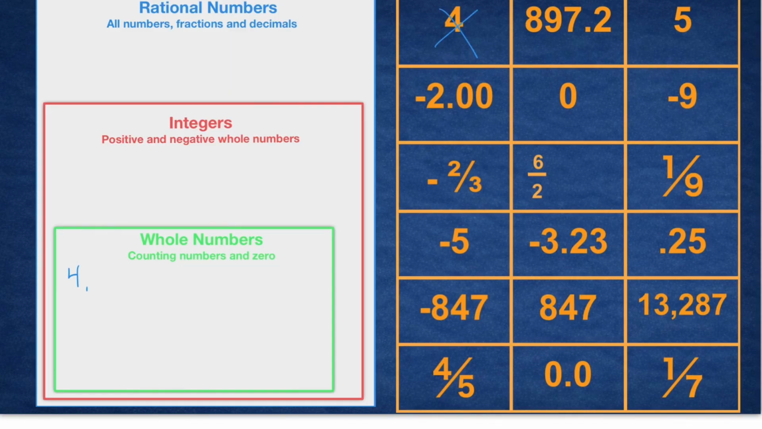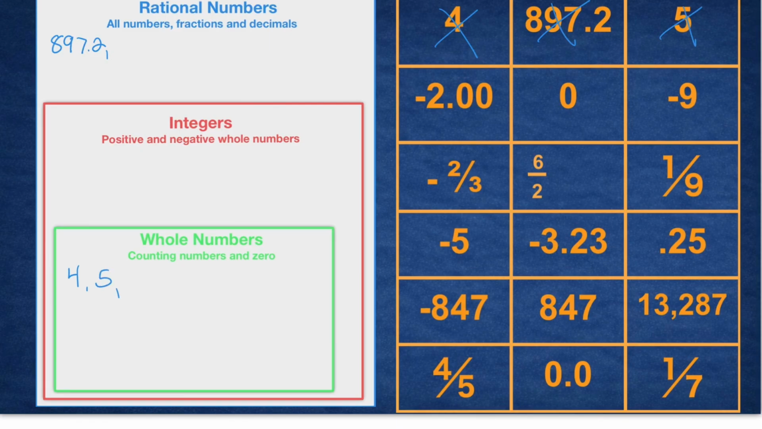Cross that out. Our next number is 897.2. This is a rational number, but we cannot go down to integers because integers are positive and negative whole numbers. 897.2 is a decimal, so it's going to stay in our rational number section. Next is 5, very similar to 4. That's going to fall under our whole numbers.